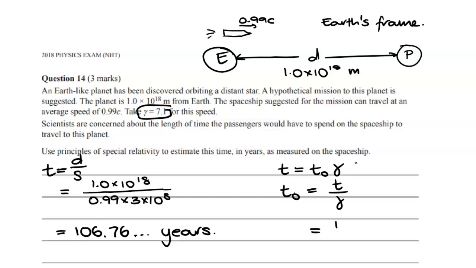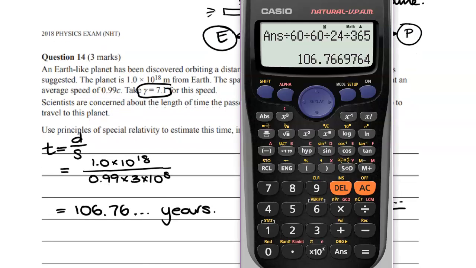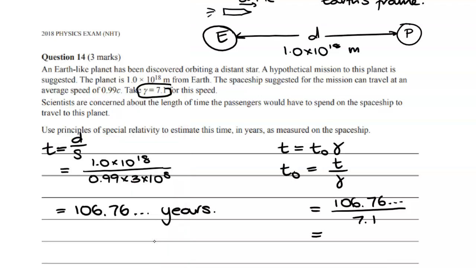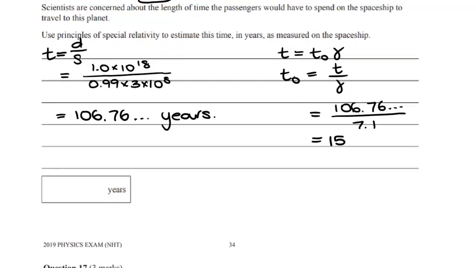So we've got the 106.76 and we're dividing it by gamma. Awesome. So, from the astronaut's perspective, whoever's on the spacecraft, they measure the proper time. That's the time measured stationary to the event, so within the rocket's frame of reference. So they only see this to be 15 years. We need to do it to 2 sig figs, so that is fine.